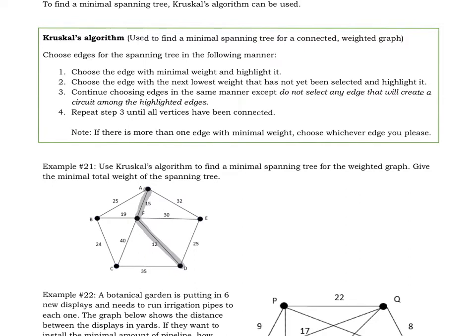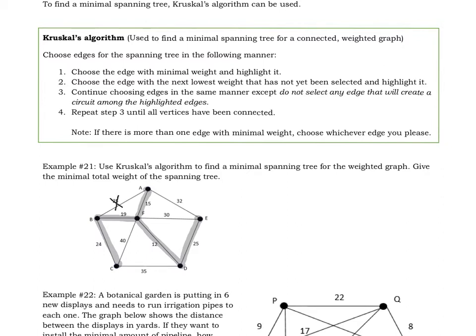And then my next edge would be 19. And then the next edge would be 24. Okay, the next edge would be 25, but the problem with that is that would make a circuit. And this other one over here has a weight of 25. And that will work for us because that incorporates vertex E, and I have the minimum spanning tree.